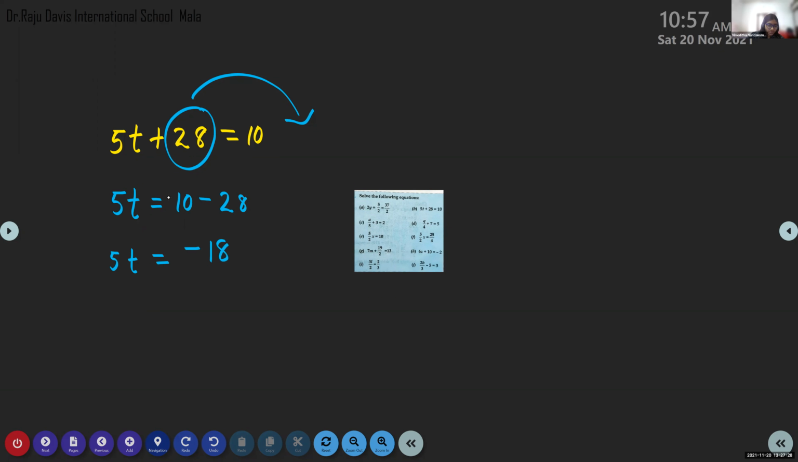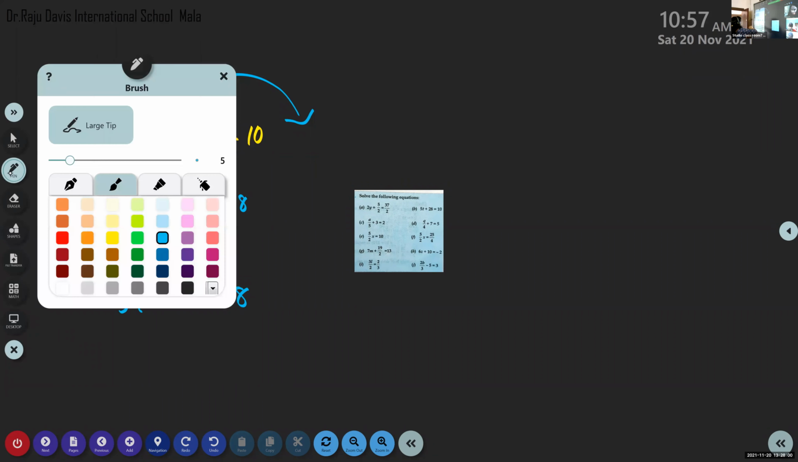Yes, ma'am. Positive 10 and negative 28. So subtract and put the sign of the greater number. You should be thorough with all the rules. The rules of integers are applied everywhere. One is positive, the other is negative, so you just find the difference and put the sign of the greater number. So minus 18 is the answer there. Now 5t is equal to minus 18. So this 5, we have to transpose. Now Aradhya, what to do? Tell me.